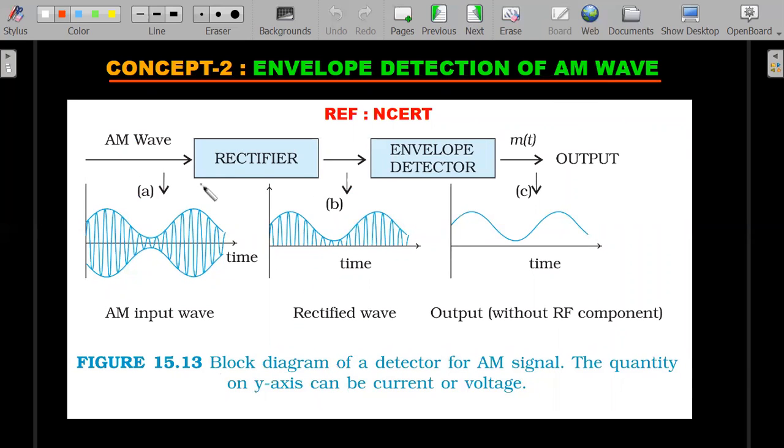Okay. Now, once it goes through the rectifier, it clips off the negative part. As I explained, there will be a diode inside this. Okay, and once this is sent into the envelope detector, remember this envelope detector will have the RC circuit as I explained in the previous slide. Okay, so then from this it should be able to detect this envelope so that you get the message signal back.